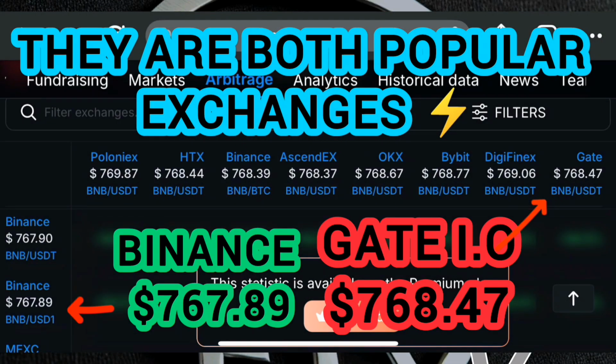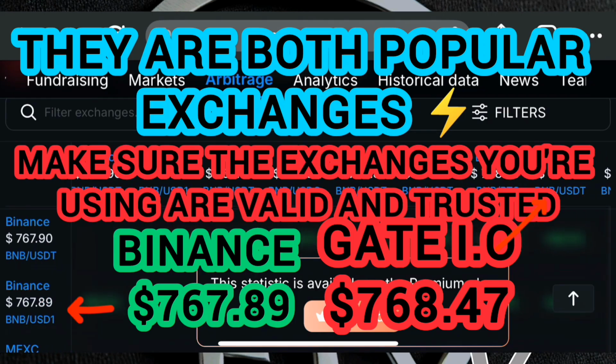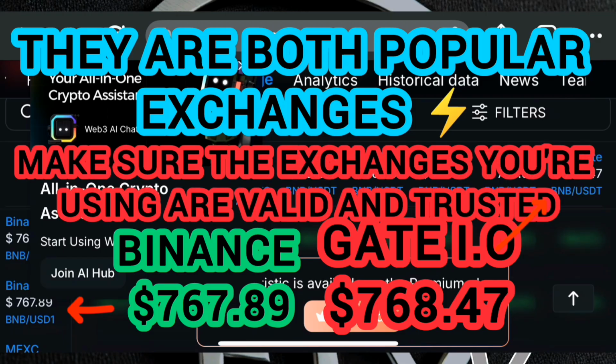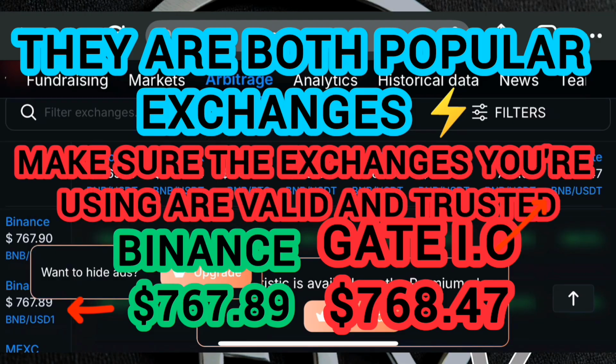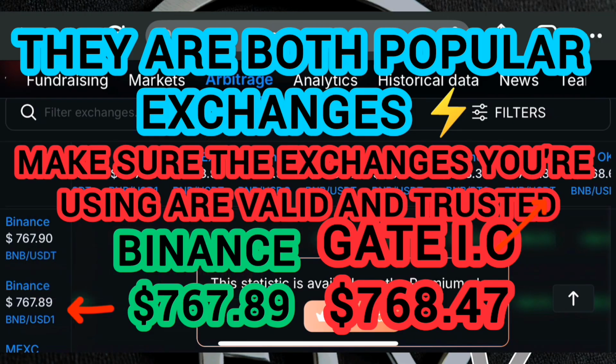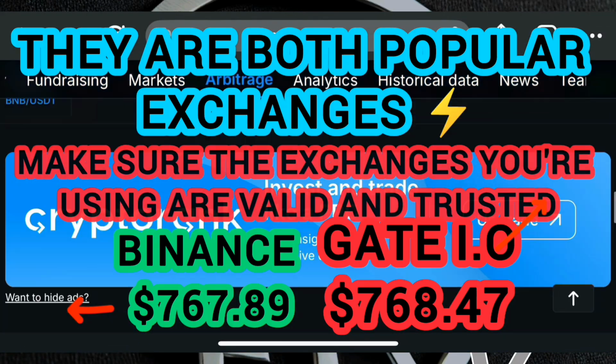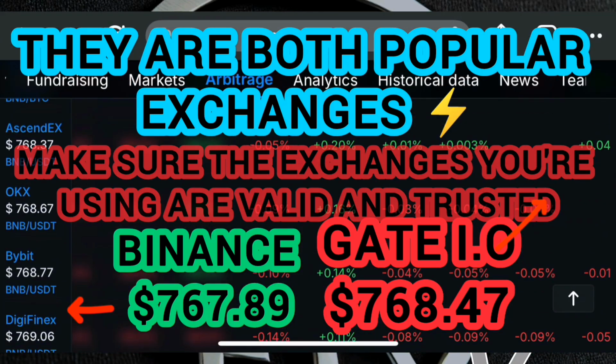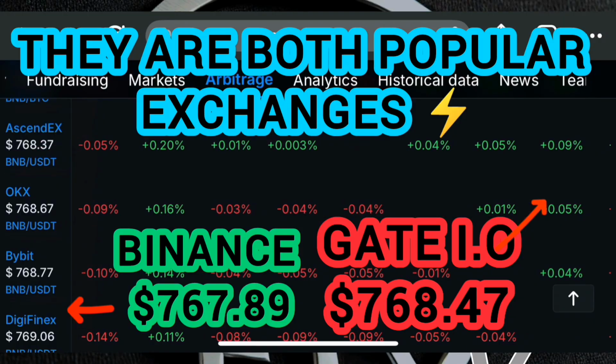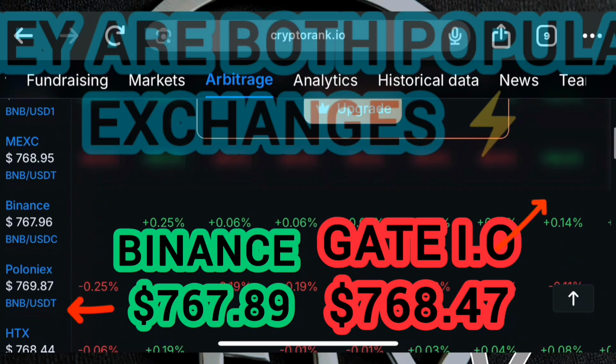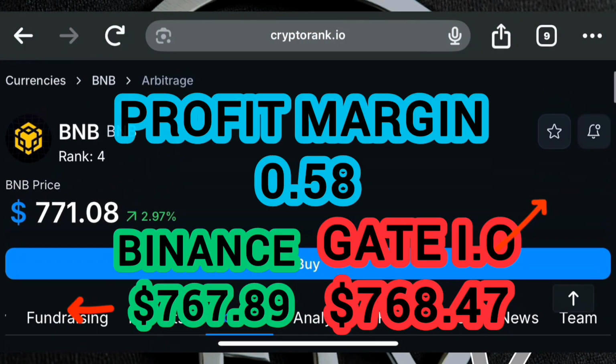I want you guys to also know that once you are looking for exchanges that you can use to indulge in this process, you should make sure that these exchanges are valid and very trusted. The Gate.io and the Binance exchanges are two very trusted and popular platforms. So this is why I'm talking about both of them. So you can see the current price for the BNB at Binance is at the rate of 770.09, and then at Gate.io is at the rate of 769.86 USDT.